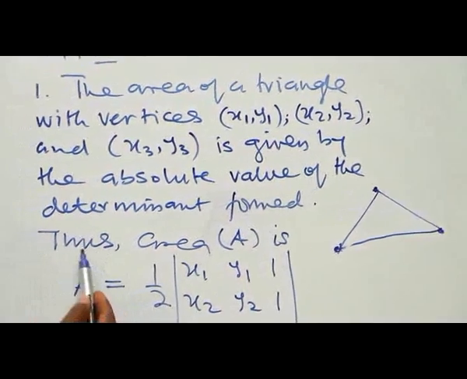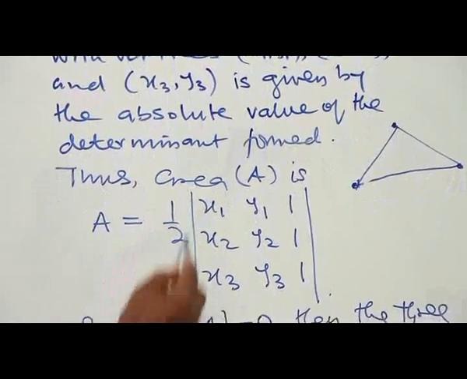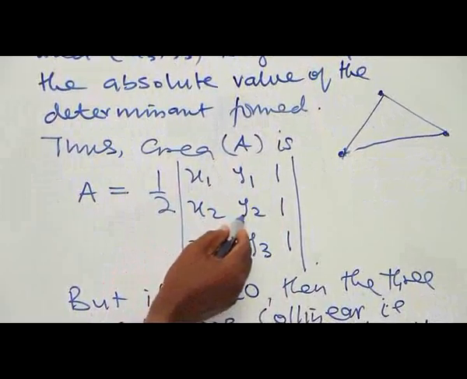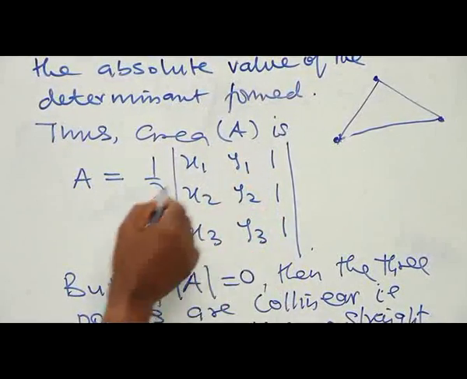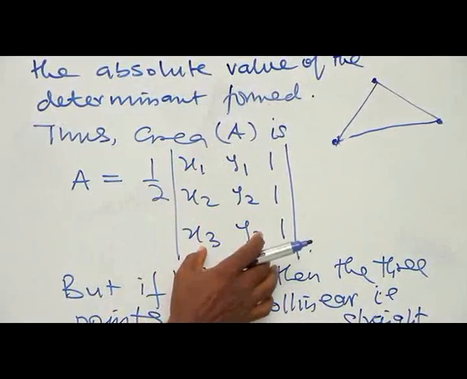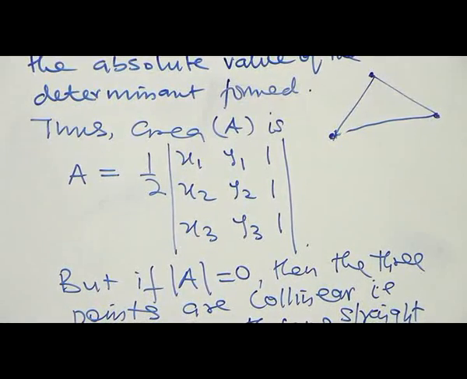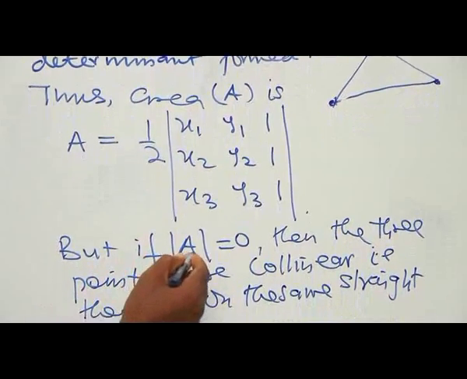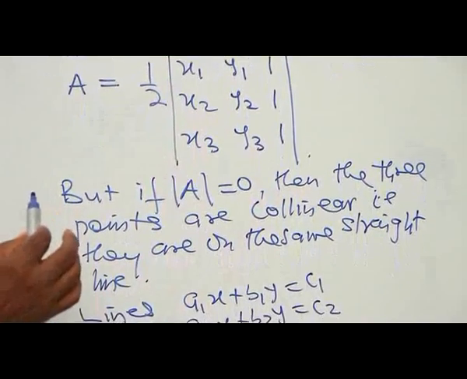To find the area, the area A is equal to half of the determinant of the rows x1, y1, 1; x2, y2, 1; x3, y3, 1. So this one is a constant for each of the points that you have written down in the determinant. You can now find the determinant of this, and half of that determinant will give you the area of the particular triangle being discussed.